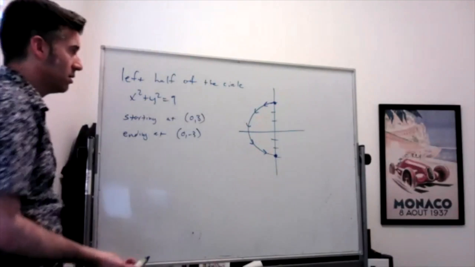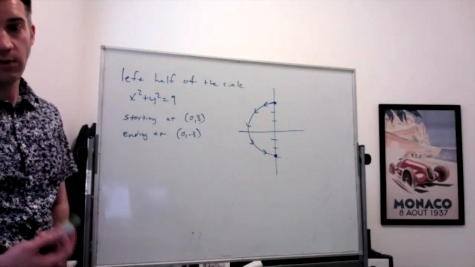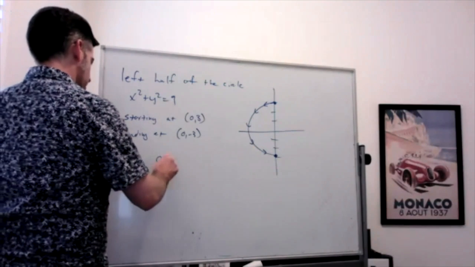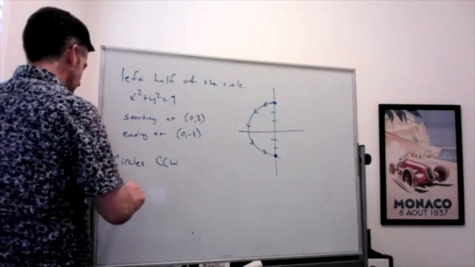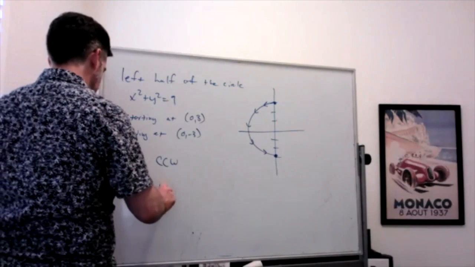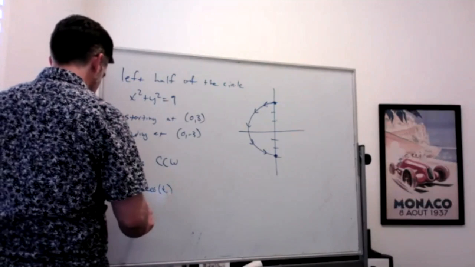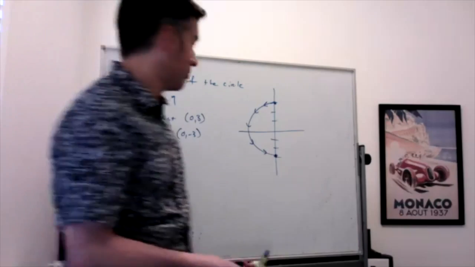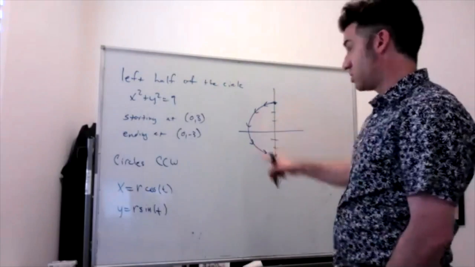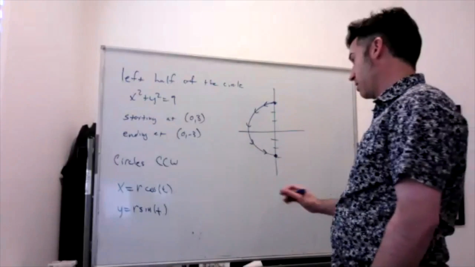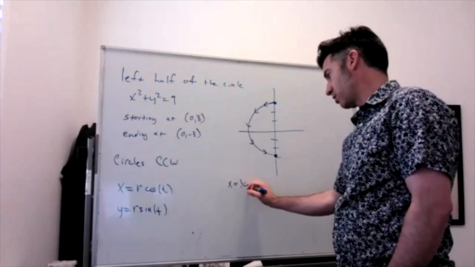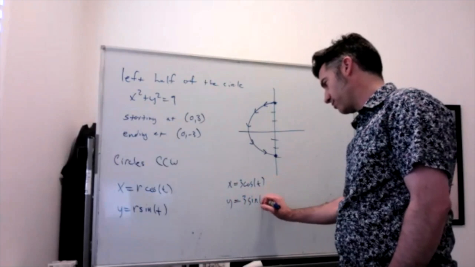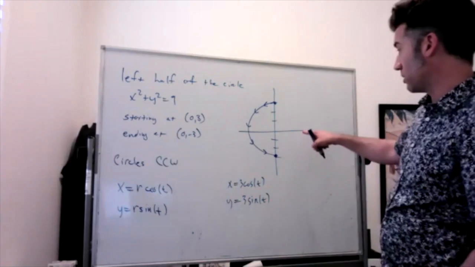Okay. So for circles that are counterclockwise, we typically let x equal to r times cosine of t, and let y equal to r times sine of t. And then we just have to figure out where to start and where to end. So the equation of this circle is given by x equal to 3 cosine of t, y equal to 3 sine of t. And if you started at t equal to 0, you'd be starting right here.